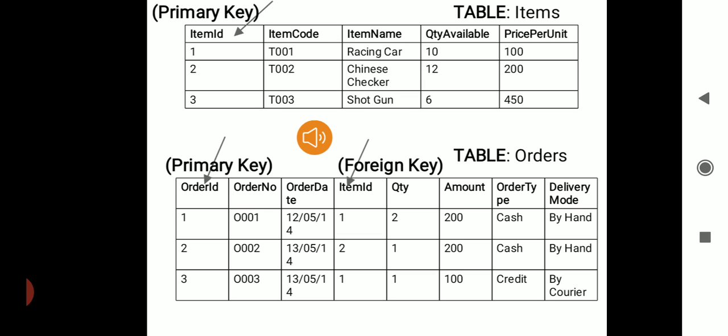Now consider the tables, items and orders in this slide. The table called items has item ID as the primary key and the table called orders has order ID as the primary key. Now the primary key item ID in the items table exists in the orders table but not as a primary key. That is why this column item ID, which exists as a primary key in the items table, has become a foreign key in the orders table.